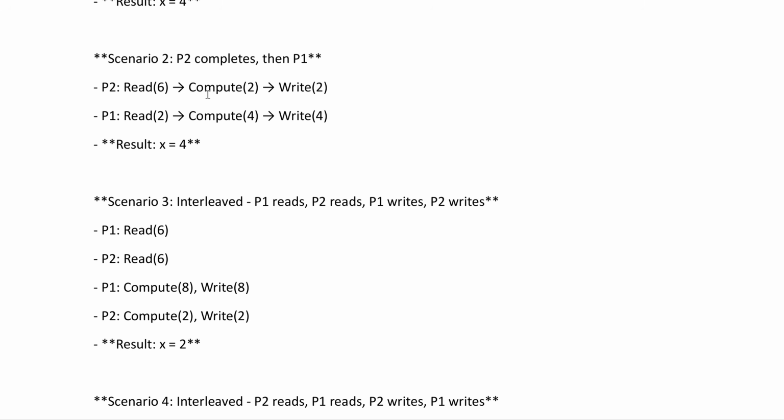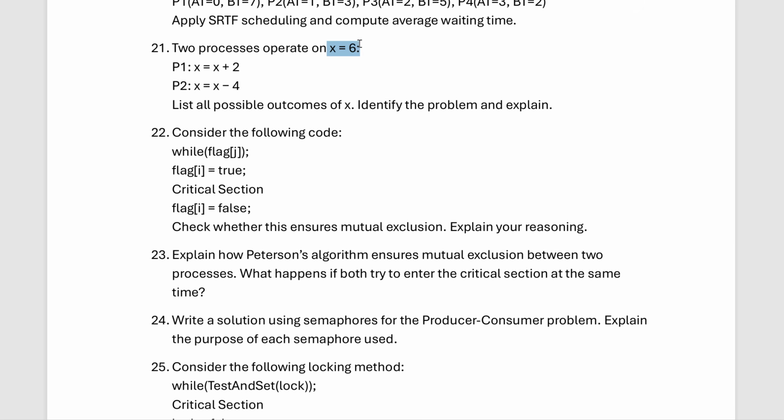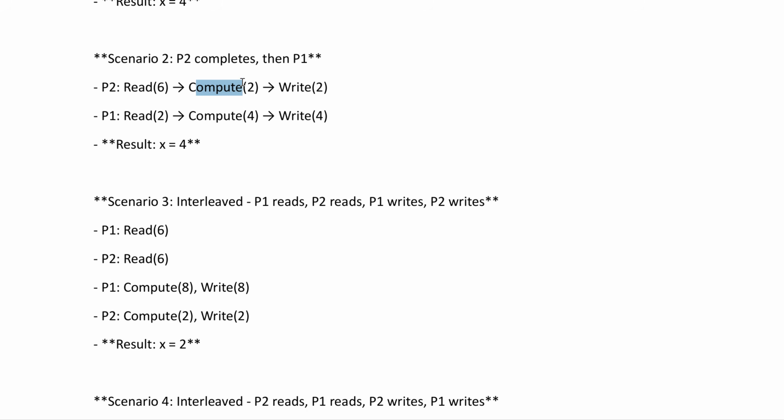In scenario 1, P1 was executing first. In scenario 2, P2 is executing first. So P2 will read the value of x as 6, because the initial value is 6. So 6 minus 4 is 2. So the computed value is 2.